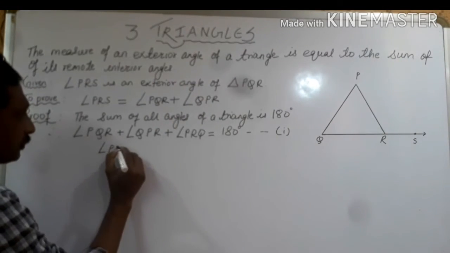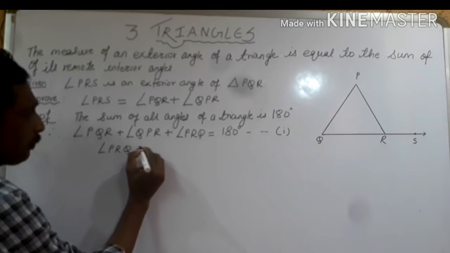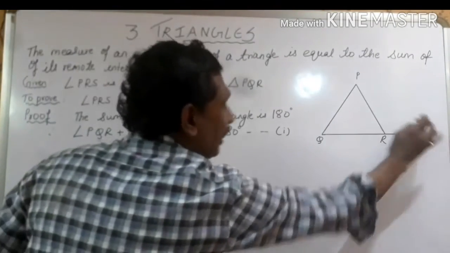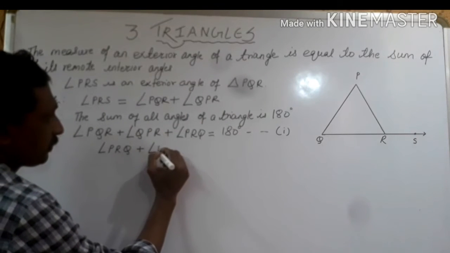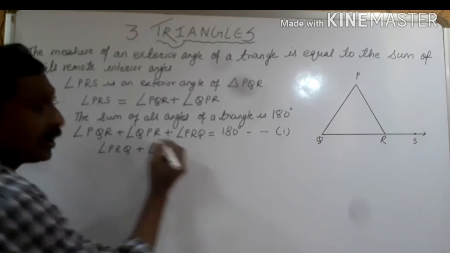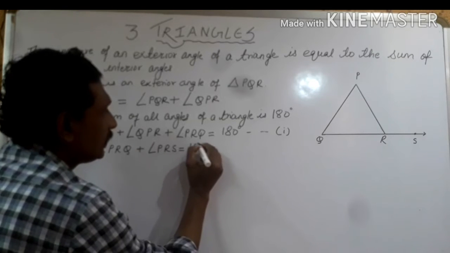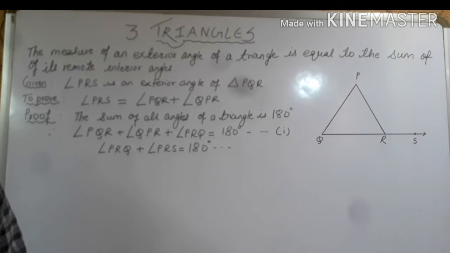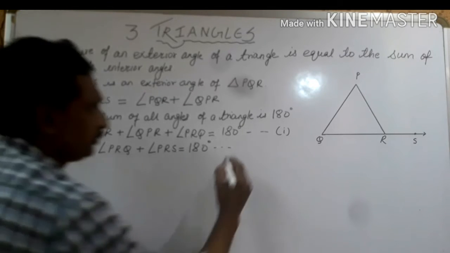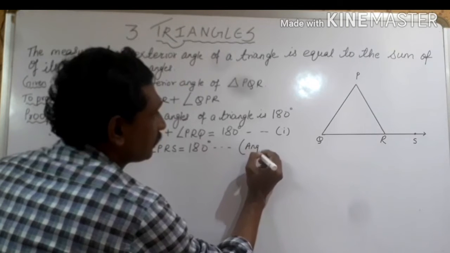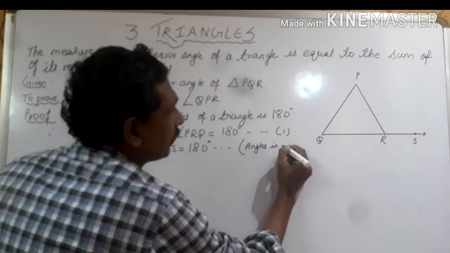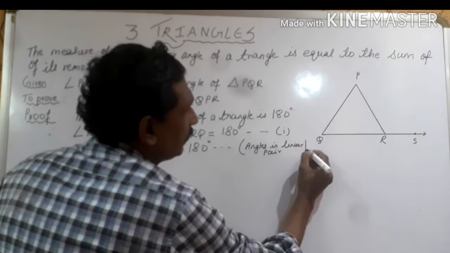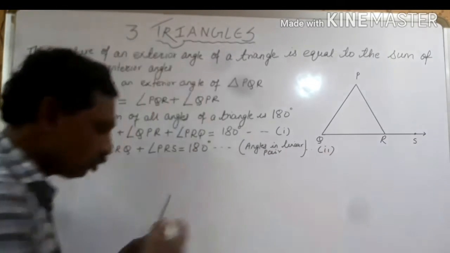Angle PRQ plus, what is the other angle? PRS is equal to 180 degrees. And why is it 180 degrees? Because angles in linear pair. And let this be equation number 2.